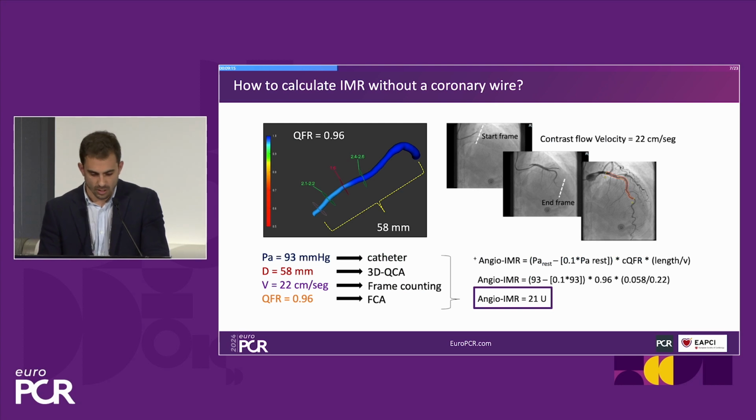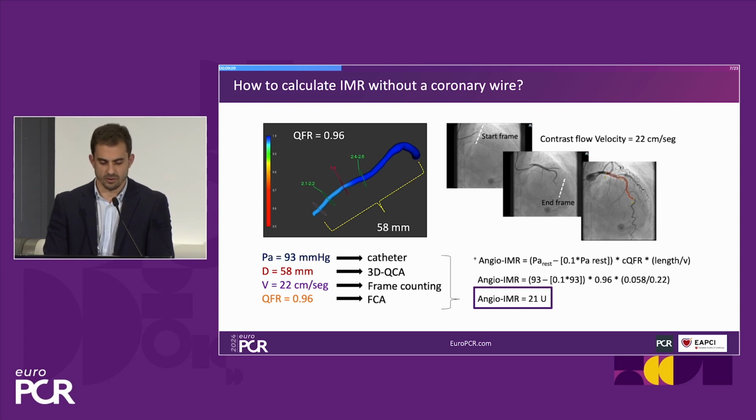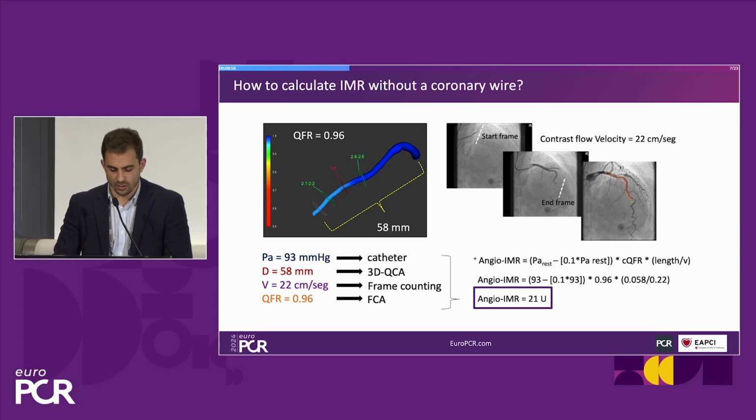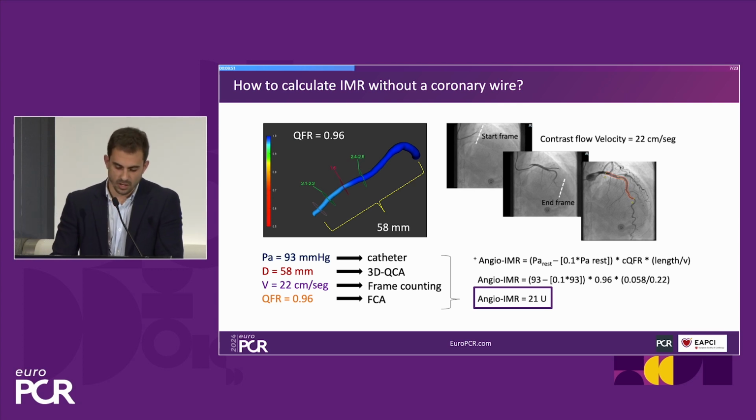This is an example. If we are dealing with this vessel and we know that arterial pressure is 93 millimeters of mercury, for example, simply by our catheter, the distance we are assessing in this vessel by QCA is 58 millimeters, and by frame counting the velocity of the flow is 22 centimeters per second, and QFR is 0.96. After applying the formula, we can get an angio-IMR of 21 units.